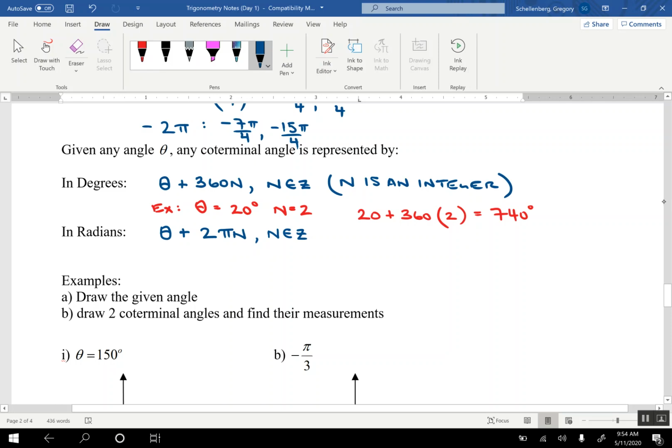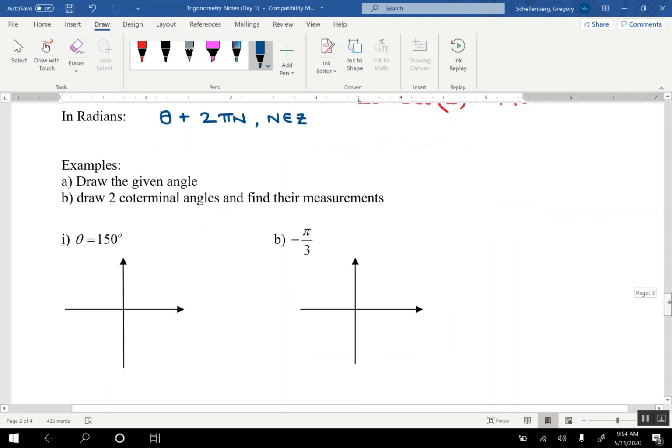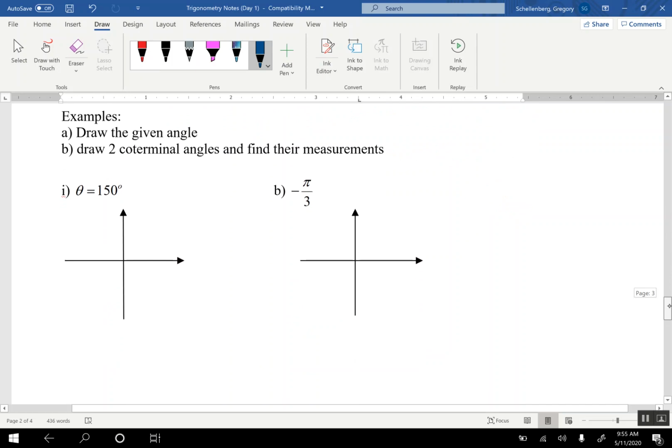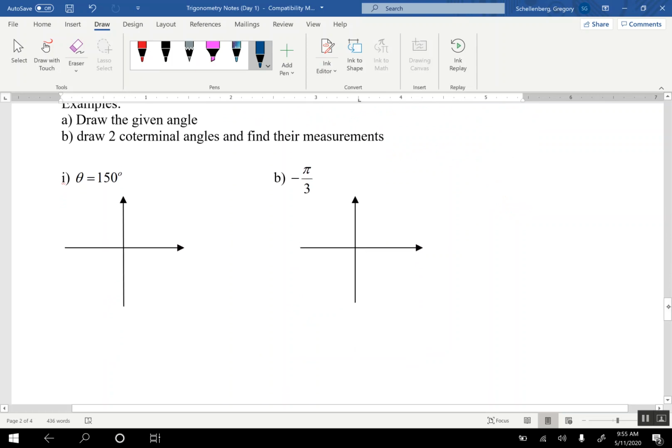Let's work with some of these graphs here. Draw the given angle and then draw 2 coterminal angles and find their measurements. Again, these are angles in standard position. So 150 degrees starts at the initial arm, which is the positive portion of the x-axis, and it's going to be something like that. We'll call this 150 degrees. We have rotated counterclockwise. It's a positive angle.